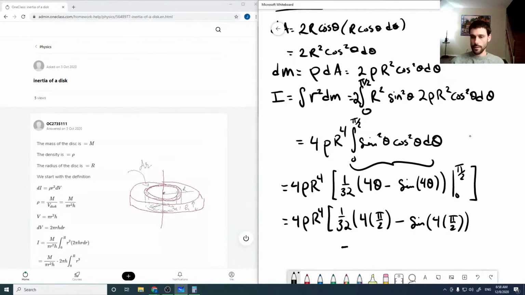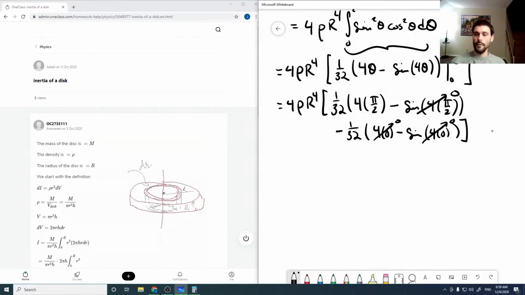And then minus 1 over 32 times 4 times 0 minus sine of 4 times 0. So just to write it out, this is sine of 4 times pi over 2, which is sine of 2 pi, which is 0. And sine of 0 is 0. So those terms all go to 0. Okay, so then all we're left with is this term.